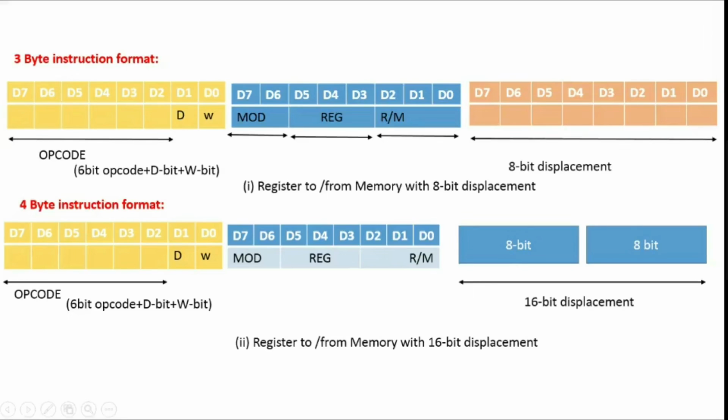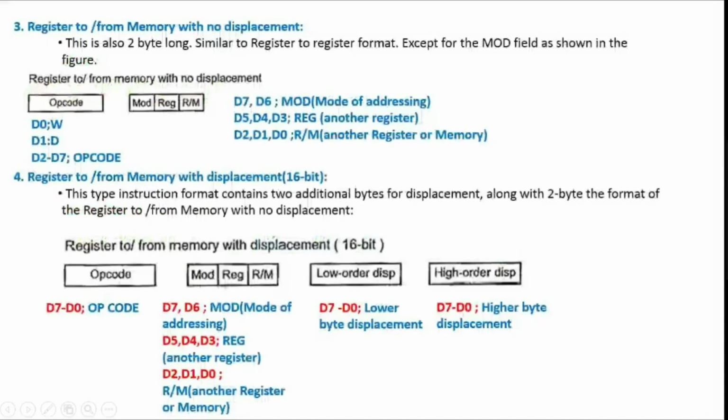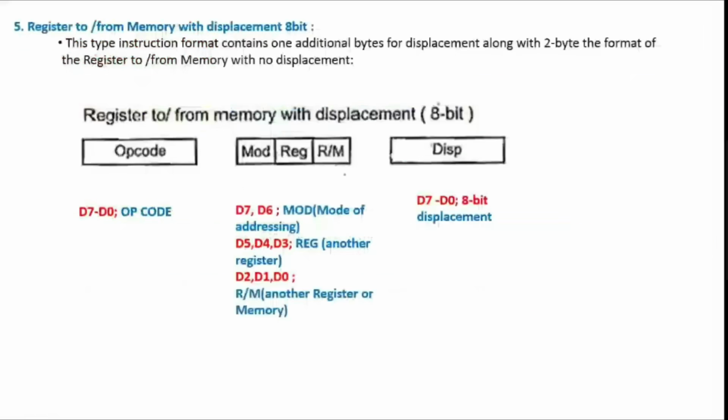Similarly, if it is a 16-bit displacement, the last 2 bytes will be specifying the 16-bit displacement. And how is it going to be specified? The first one will be the lower order displacement. The next 8 bits will be the higher order displacement. So this is about register to and from memory with displacement, having 8-bit as well as 16-bit displacement.